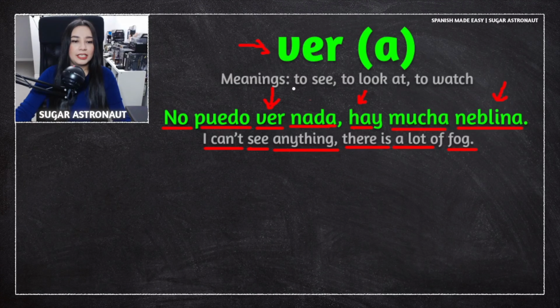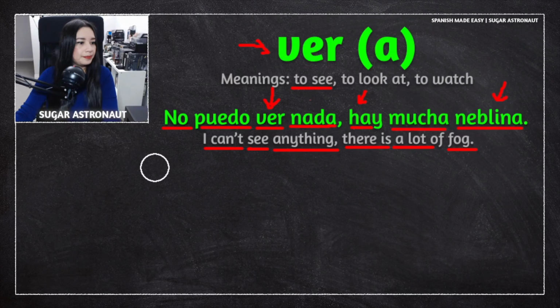So in this situation, ver means to see. So if you want to say to see, or if you want to use a verb that means to see in Spanish, then use the verb ver. No veo nada. I can't see anything. No puedo ver todo. I can see everything. Okay, so it has that meaning. To see. Ver means to see. And now let's look at another example using the verb ver.